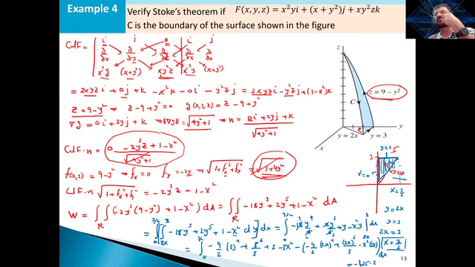Divergence theorem is related somehow to the triple integration. So we have to discuss triple integrations to see how I can apply the triple integrations in finding the flux.